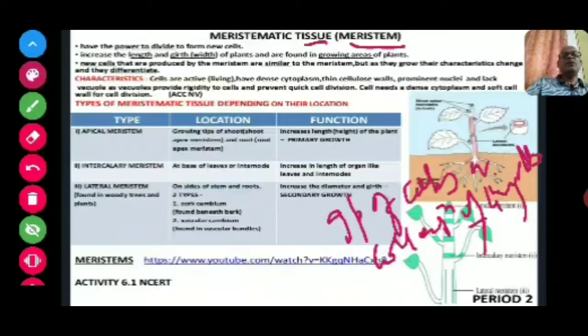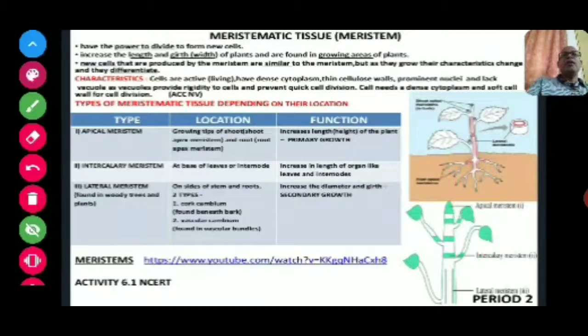and divide continuously to add new cells to the plant body. They have the power to divide to form new cells. That is the USP of these meristematic tissues. Actually, in plants, they are for increase in the length and girth of the plant, and they are present in the growing areas of the plant. That means wherever growth of length is required, meristematic tissues are present.